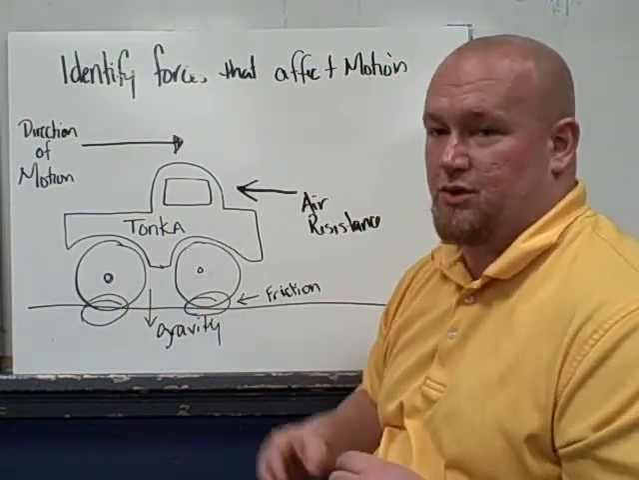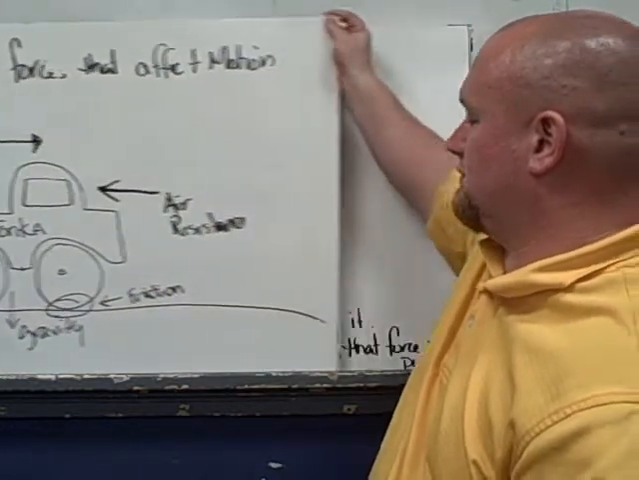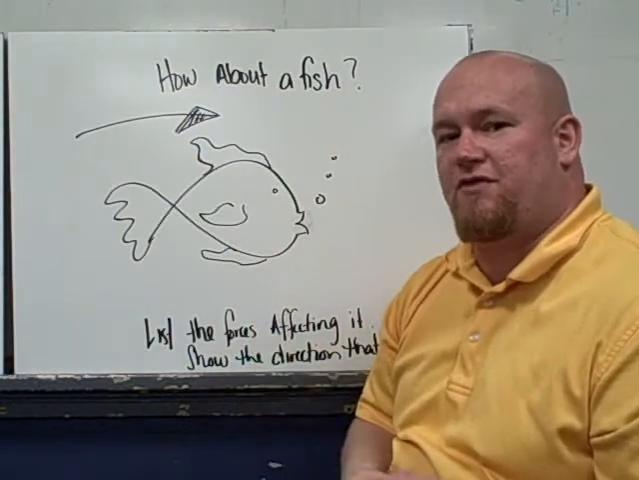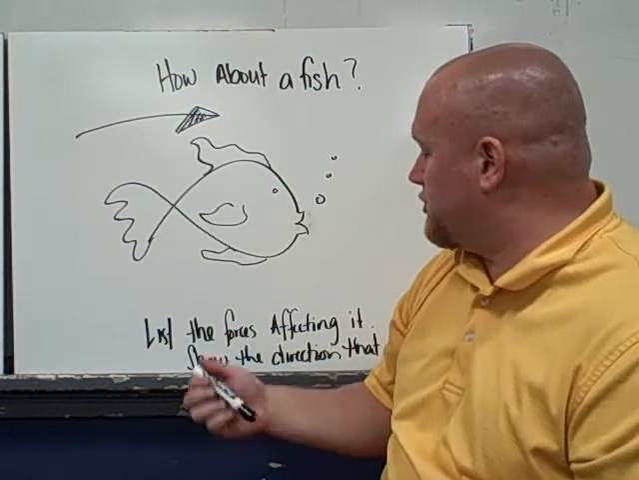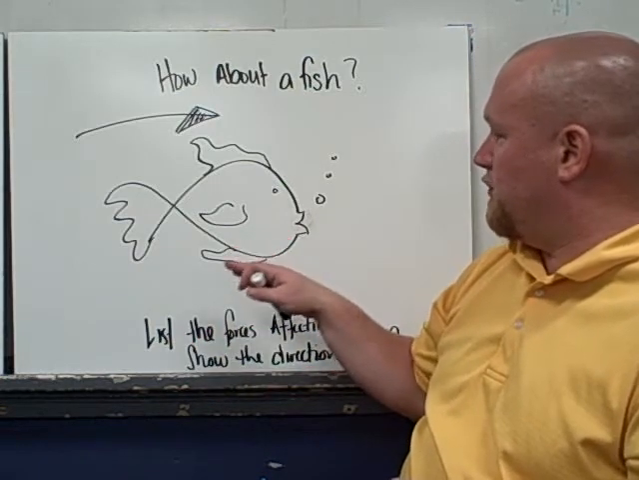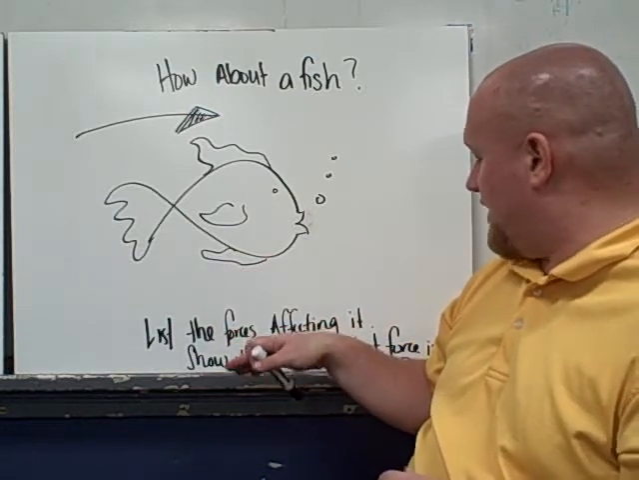Now I got a tricky one for you. Tonight for homework, I want you to consider this problem. How about a fish? Draw the fish out. I want you to list the forces that are affecting the movement of this fish swimming. And I also want you to show the direction that that force is pushing.